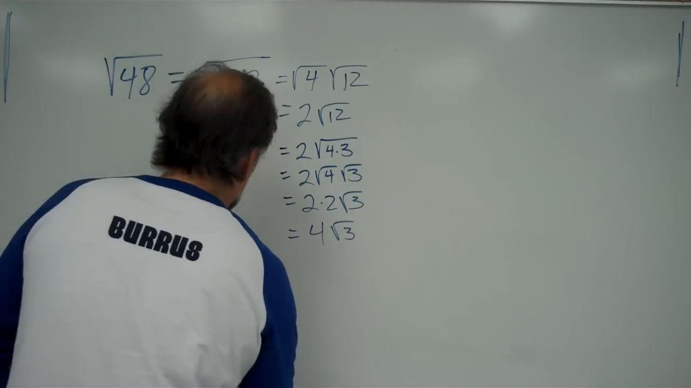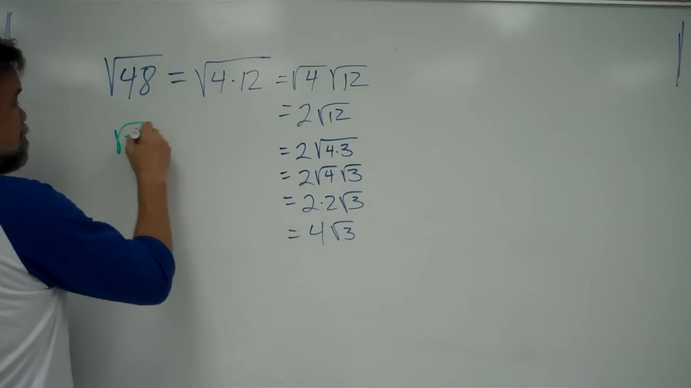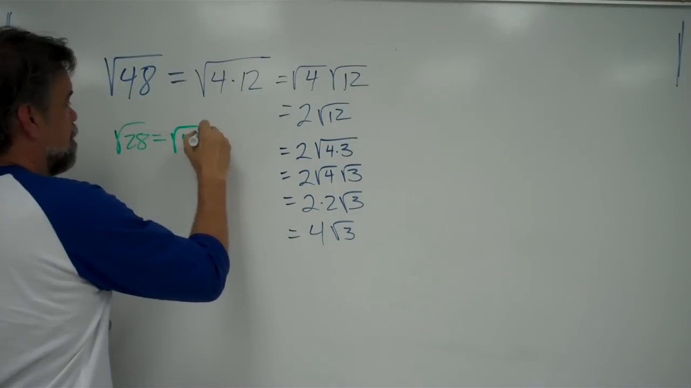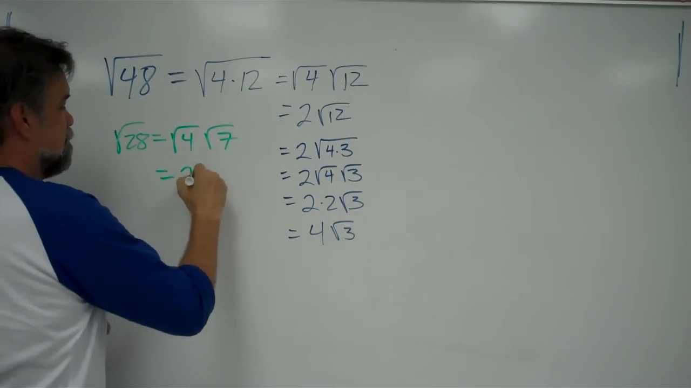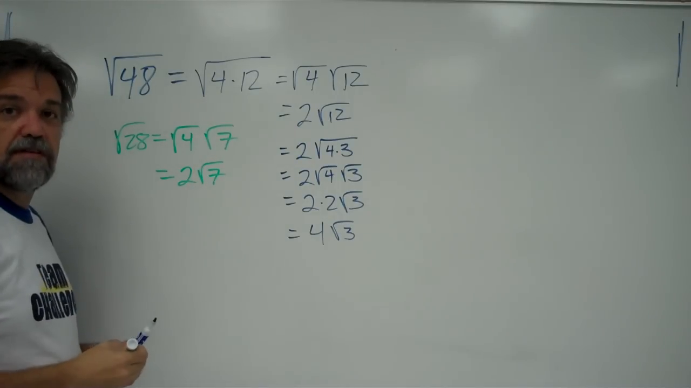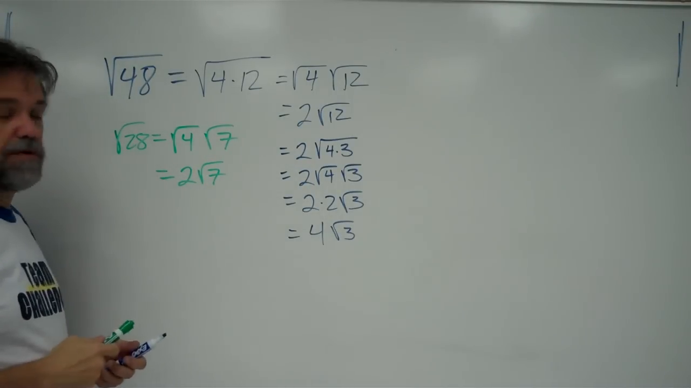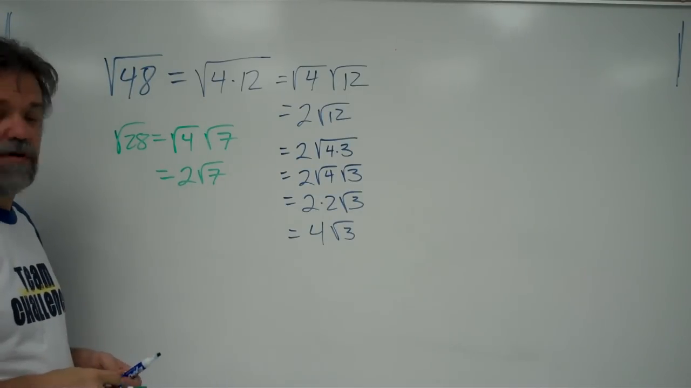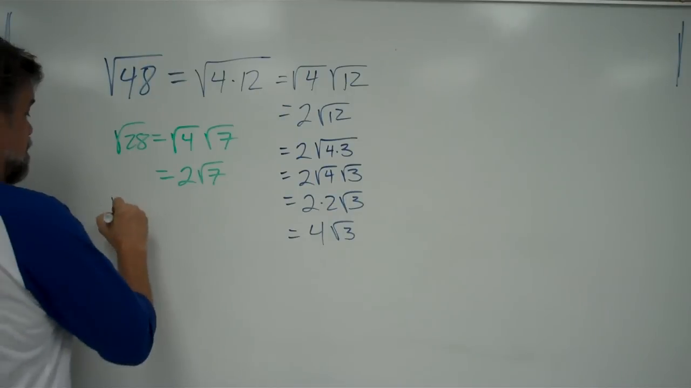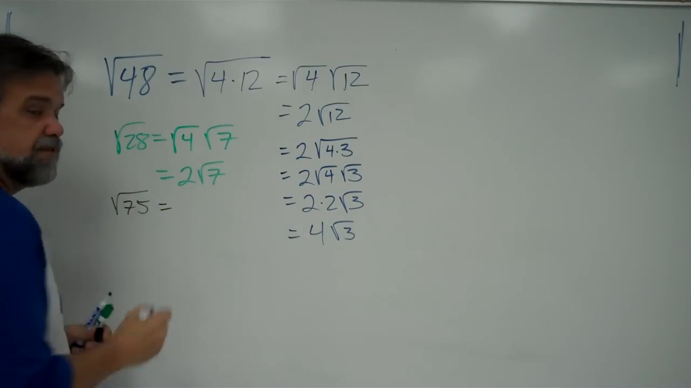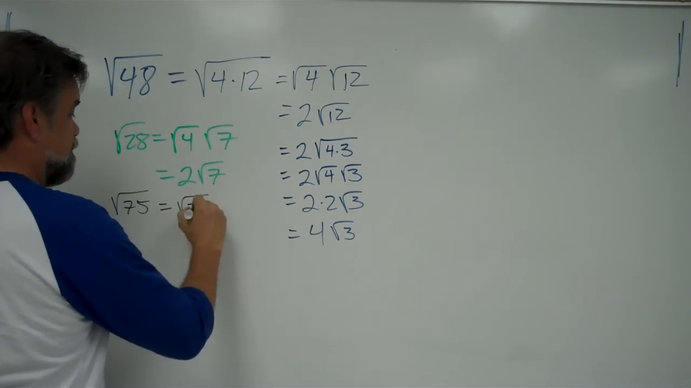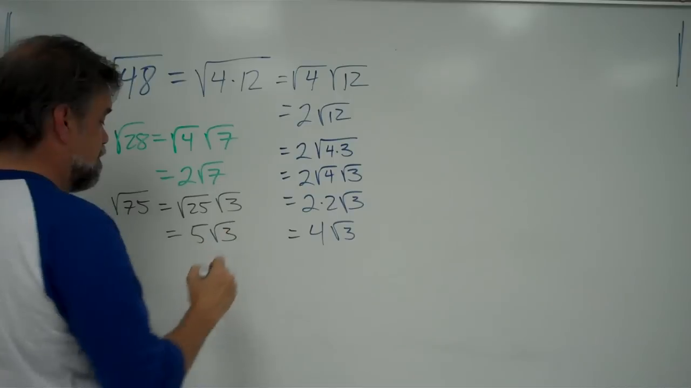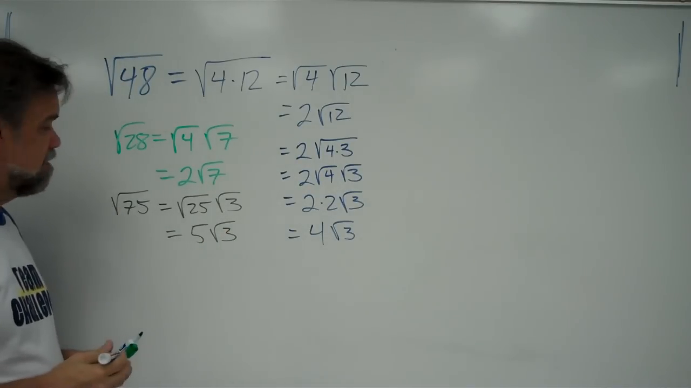What about the square root of 28? What's 28? It's 4 times 7. It's the square root of 4 times the square root of 7. That's 2 times the square root of 7. Again, take a calculator. Find the square root of 28. Now calculate 2 times the square root of 7. You will see it's exactly the same number. What about the square root of 75? What's that? Well, it's the square root of 25 times the square root of 3. That's 5 times the square root of 3. This is starting to get kind of easy.